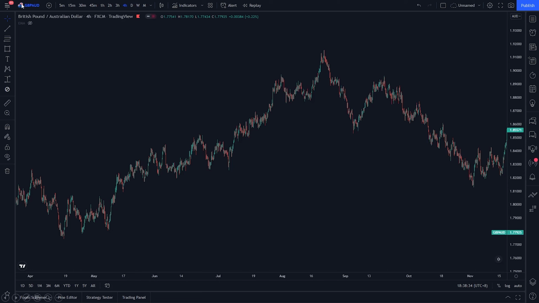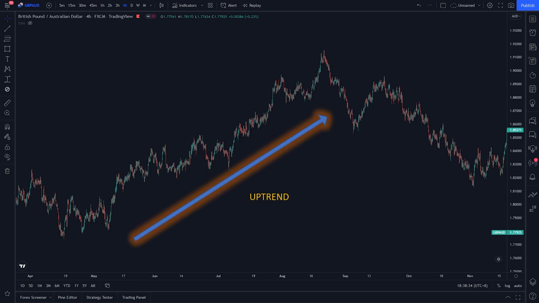As we can see in the Great British Pound Australian Dollar chart, we must define the current trend first before we trade. And it is clear that what we are seeing right now is an uptrend. We may notice that the price has made a very strong uptrend, but the price has not continued to create a new higher high. The price has fallen below the previous higher low.